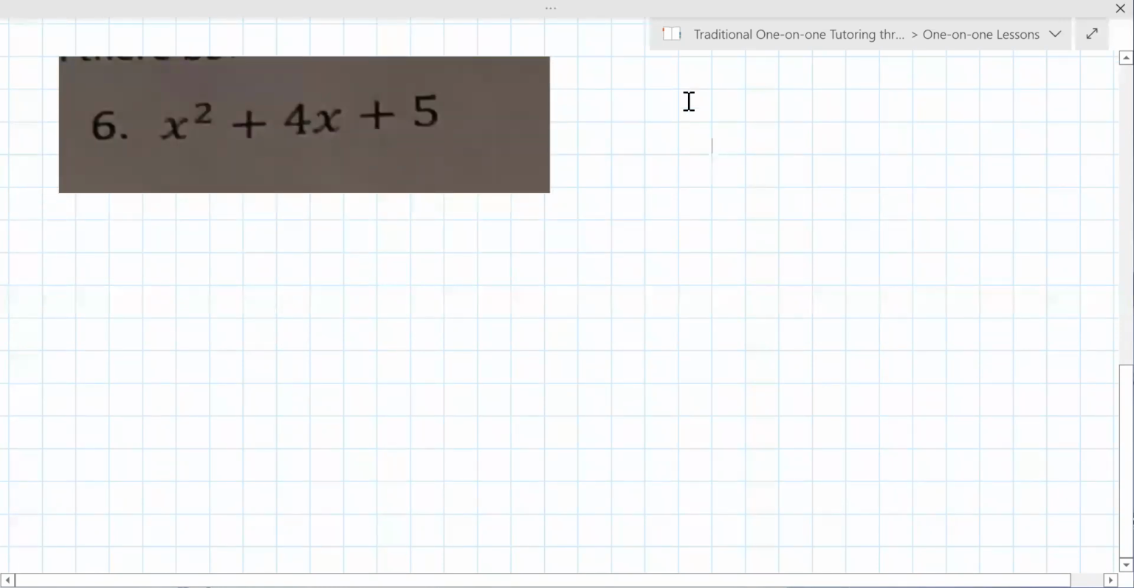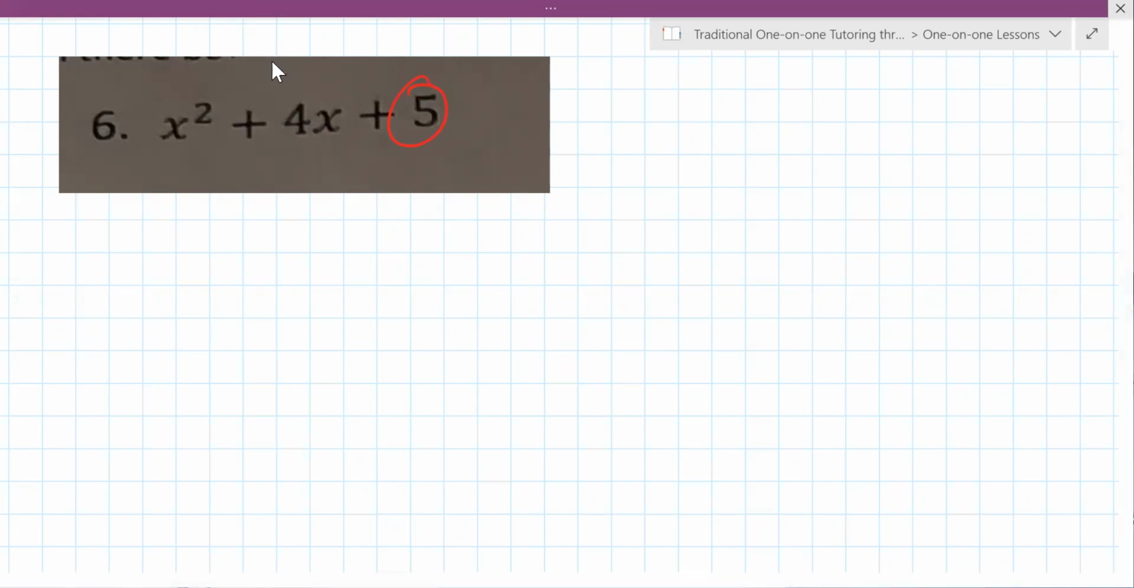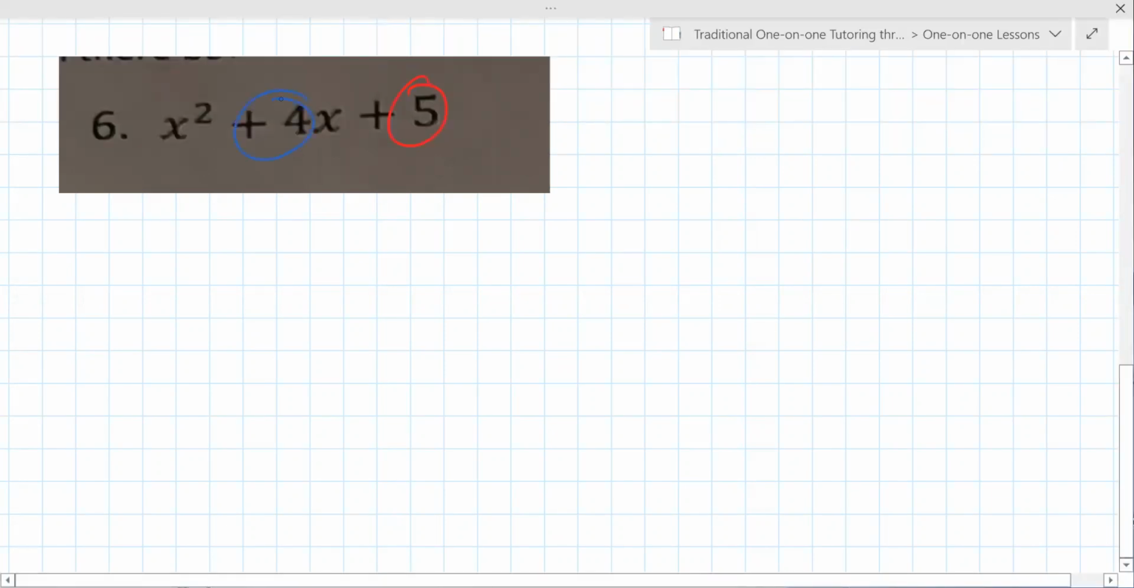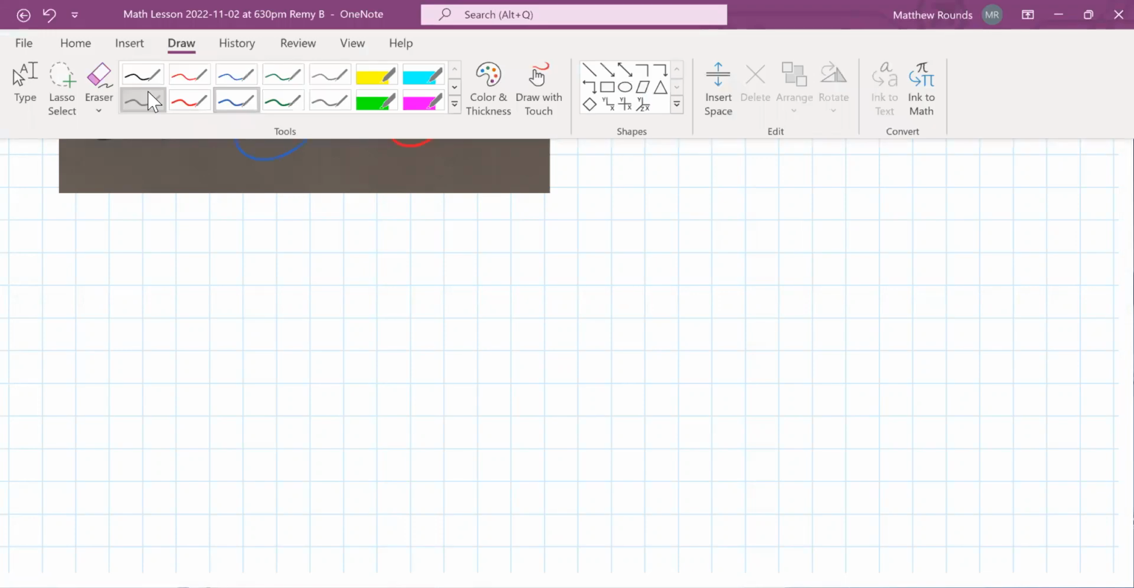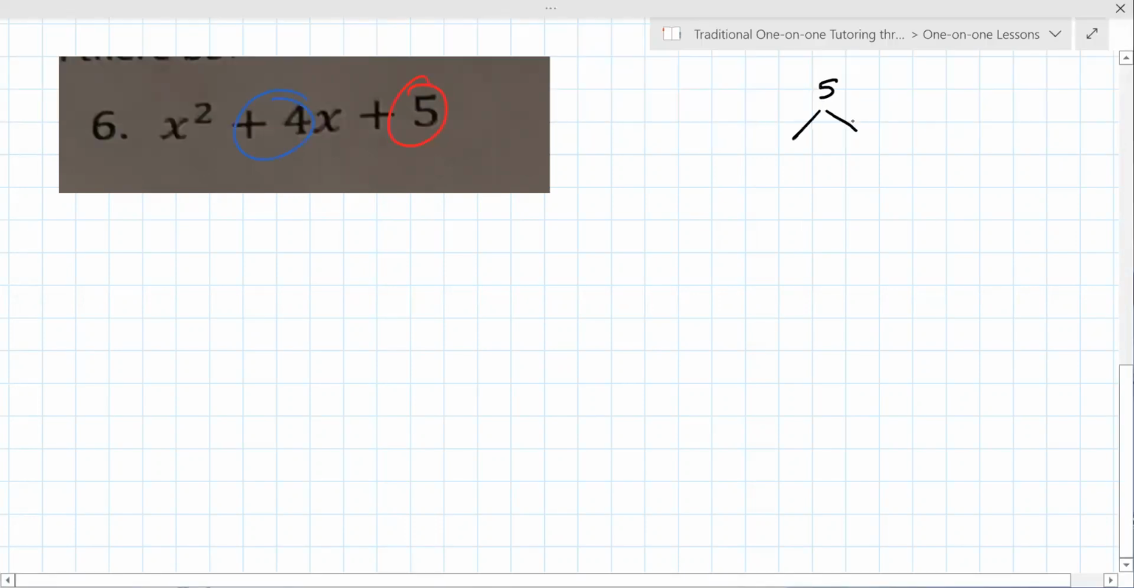Okay, we want two numbers that multiply to 5, but add up to 4. So what I suggest, and this is what I have students do, is you always start with 1. 1 times what number gets you to 5? 5. Okay. And then you try 2, but 2 doesn't work. They have to be whole numbers. 3 doesn't work. 4 doesn't work. 5 works, but you already have it here.